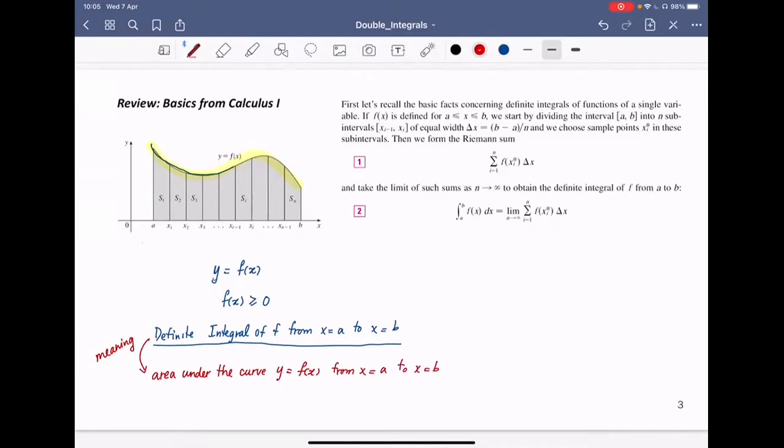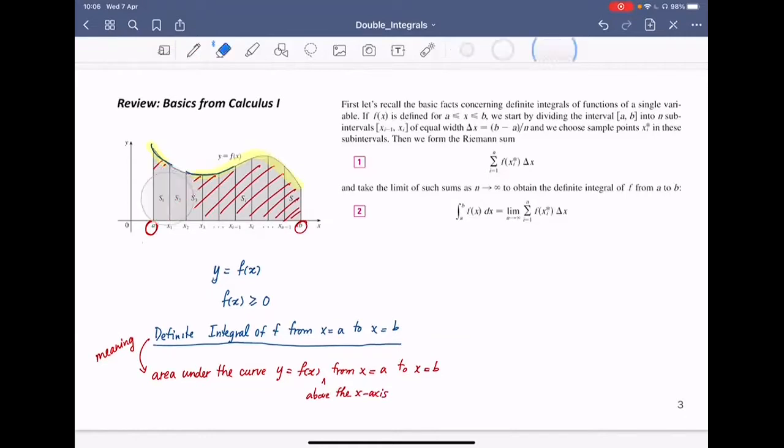So the meaning of integrals that you learn in Cal 1 is the area under the curve from x equals a to x equals b. X equals a is here that I circled, x equals b is here that I circled. So if you want to find the area under the curve above the x-axis from a to b, this is the integral of f from a to b.